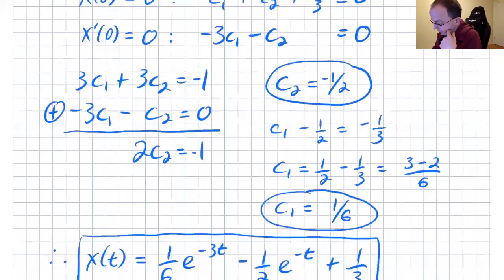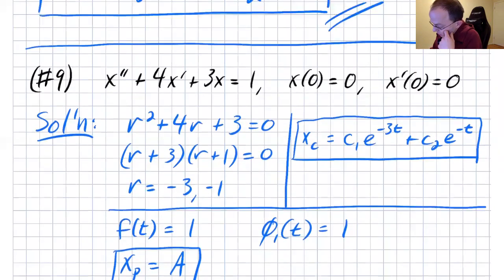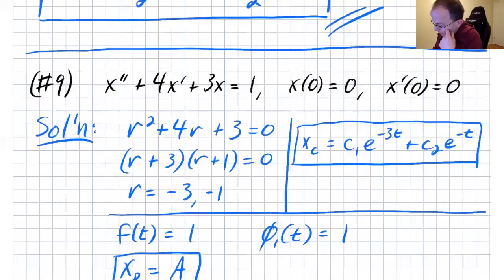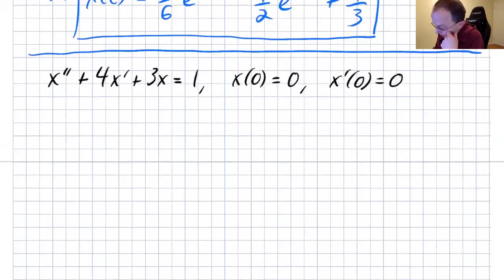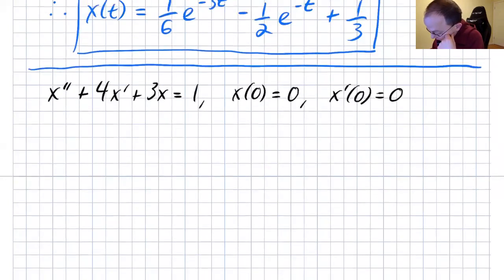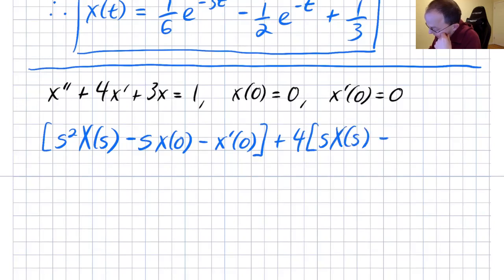Okay, so let's grab that differential equation, this initial value problem. I'm going to copy this down here so you can have it for reference. And let's take the Laplace transform of both sides. So we're going to have s squared X(s) minus s times X(0) minus X'(0). Notice those are just going to be 0, so that's going to be nice. Plus 4 times sX(s) minus X(0).